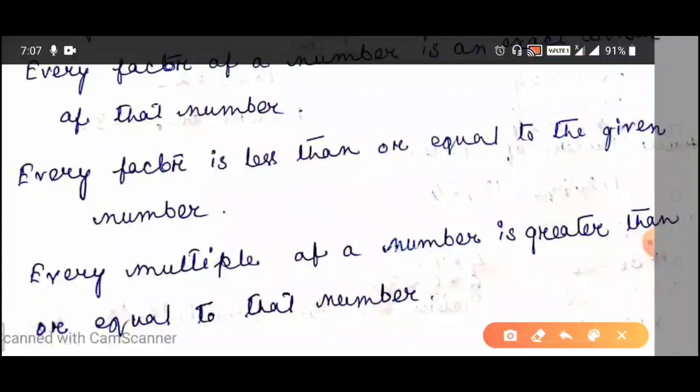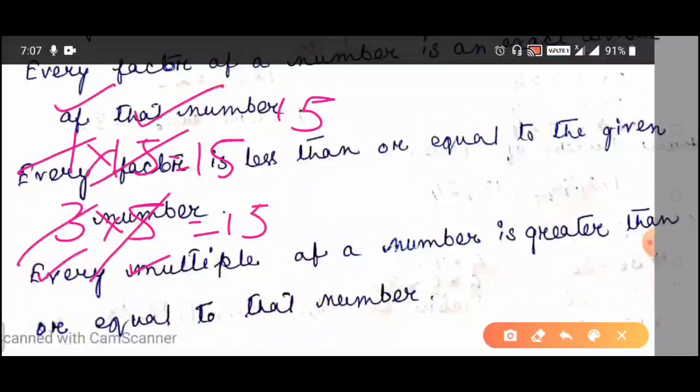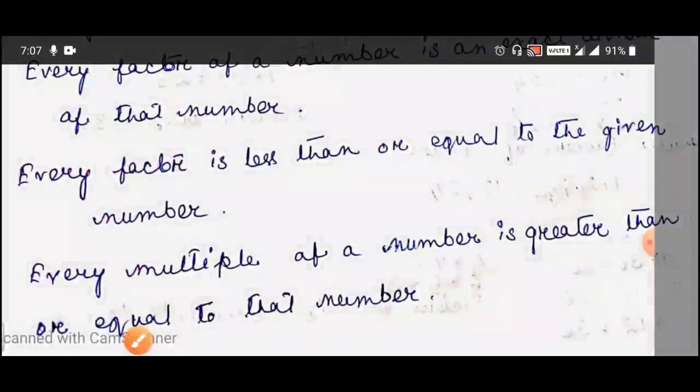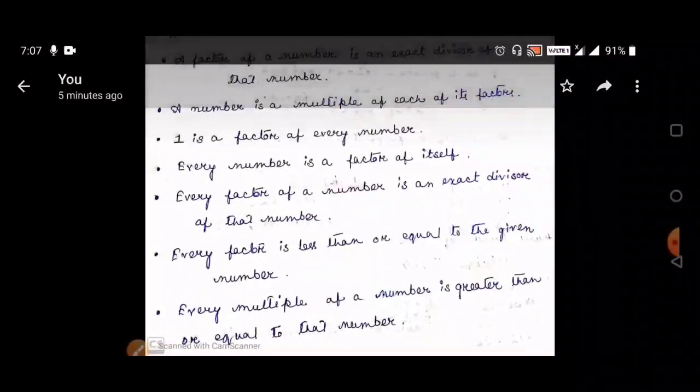If we are taking the number 15, then we will write 1 into 15 is equal to 15, 3 into 5 is equal to 15. So 15 is the multiple of 1, 15 is the multiple of 15, 15 is the multiple of 3, 15 is the multiple of 5. So 15 is greater than 1, 3, 5 and 15 is equal to 15. So every multiple of a number is greater than or equal to that number and every factor is less than or equal to the given number. These points are very important. Note it down in your copy.